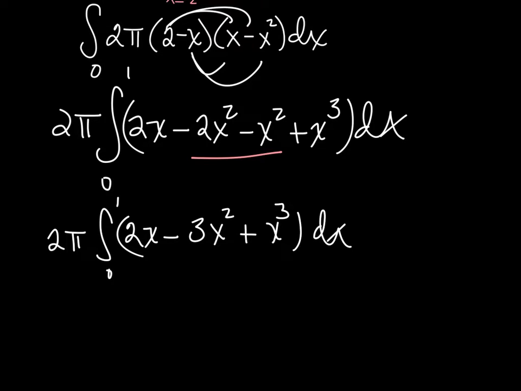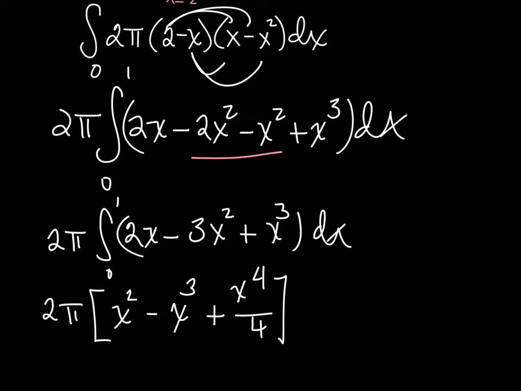So from here, I do my antiderivative, which is where I add 1 to the exponent. So of course 2x to the first power becomes 2x squared over 2, so the 2's cancel, meaning just x squared. Minus 3x squared becomes 3x cubed over 3, so the 3's cancel. How lovely. And then finally the last one becomes x to the 4th over 4, nothing there to cancel. And I'm evaluating from 0 to 1.